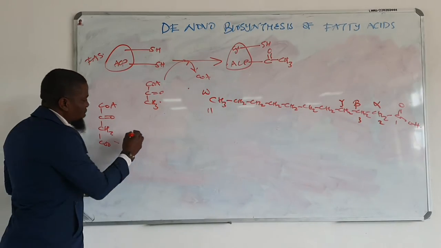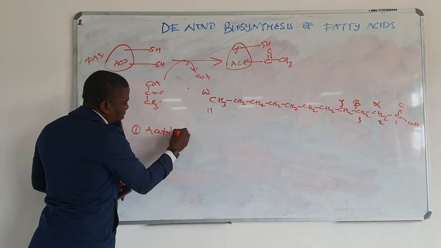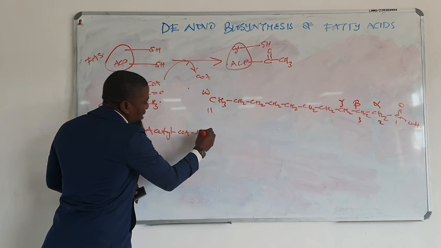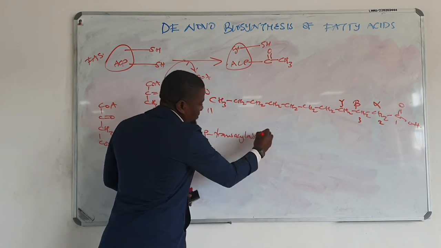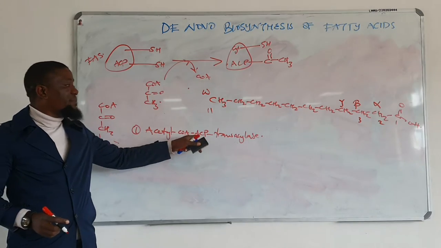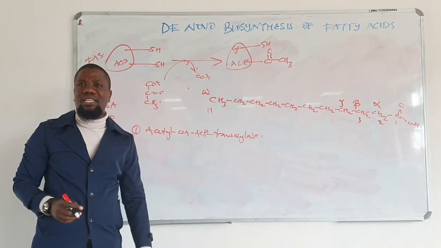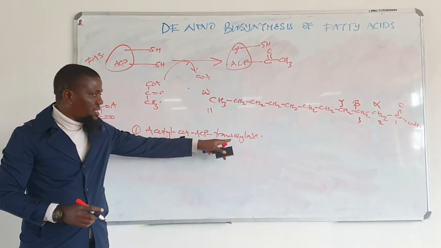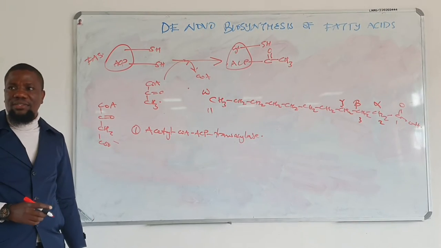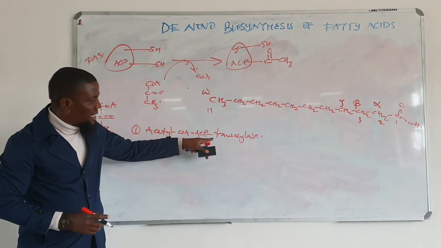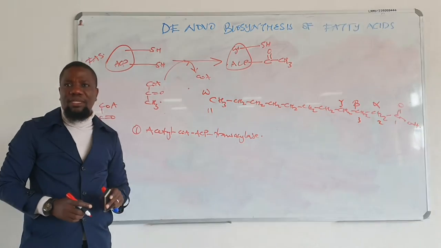In fact, this one is called acetyl CoA SCP transacylase. Other books call it acetyl CoA SCP acetyl transacylase. This is an enzyme. This is the catalytic activity of the enzyme fatty acid synthase. It attaches the acetyl group onto the acyl carrier protein to produce that.